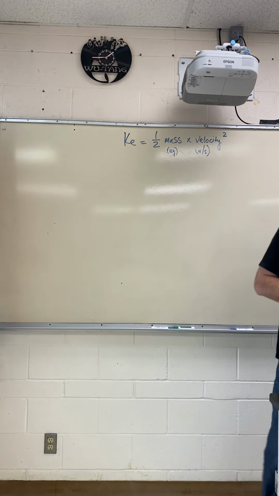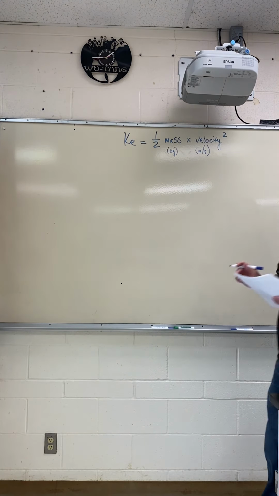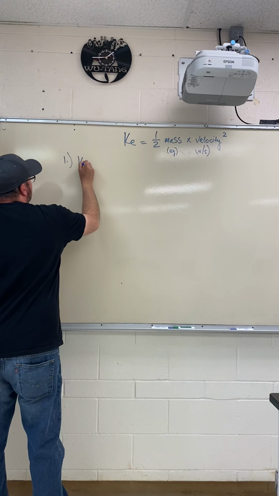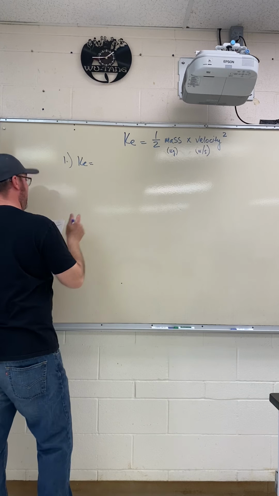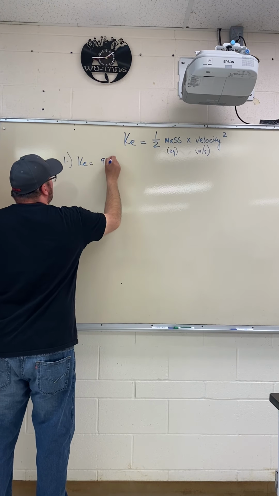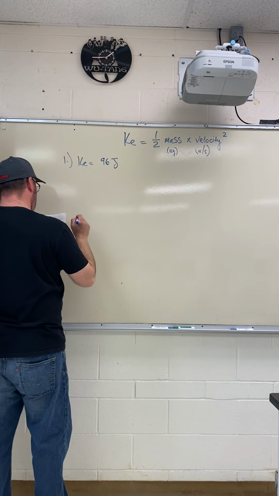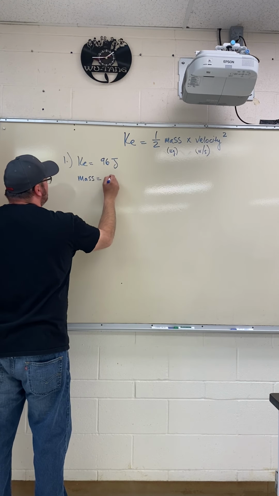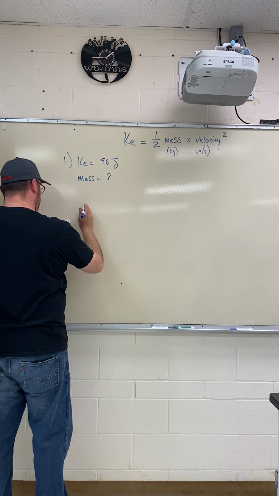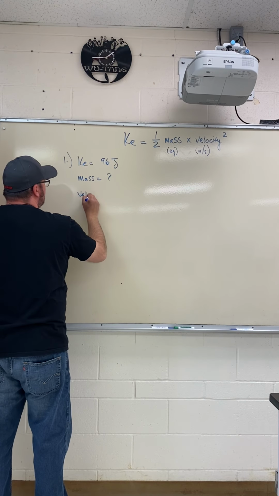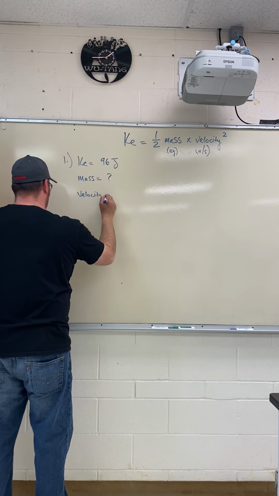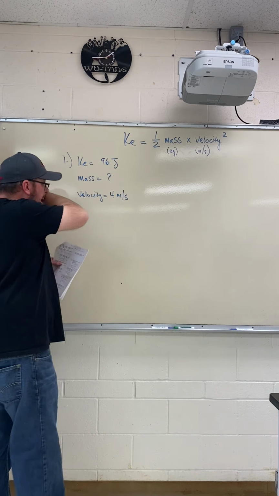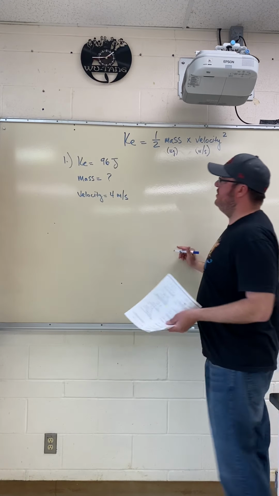So the first one we're going to do, we're given the amount of joules. So number one, my kinetic energy is equal to 96 joules. My mass, I don't know. So that's my unknown. But my velocity is 4 meters per second. So just like we've done before, we're just going to isolate for what we know.